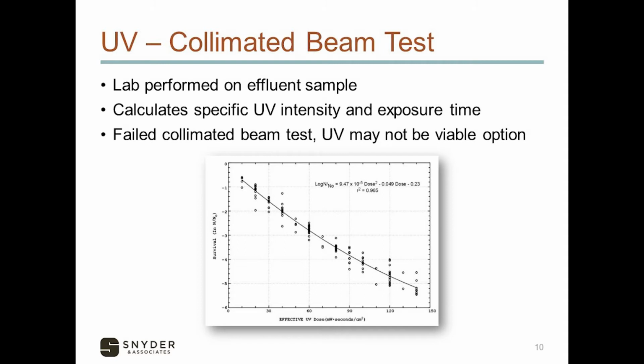If we go the other way and we've decided UV might be viable, now we take that collimated beam test, and if we get successful values, UV might be a good fit. But if the collimated beam fails, probably it is not a good fit, and the thought for UV probably ought to be discontinued at this point.